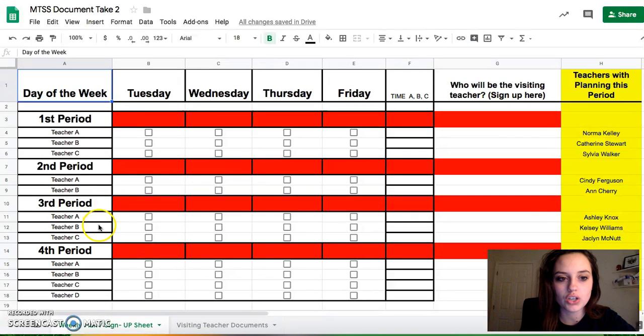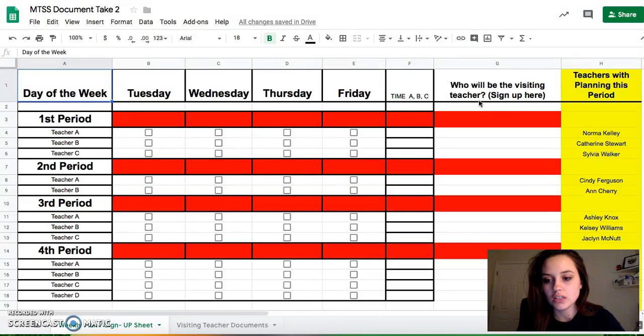So if you look here, it has a day of the week: Tuesday, Wednesday, Thursday, Friday. You have first period, second period, third period, fourth period, and then you also have these cute little check boxes. You have a time ABC, and then you have who will be the visiting teacher. So I want to kind of walk you through what you're going to do to sign up for MTSS. Hopefully this will work out a lot better.